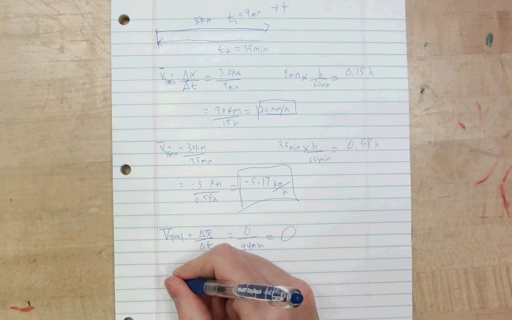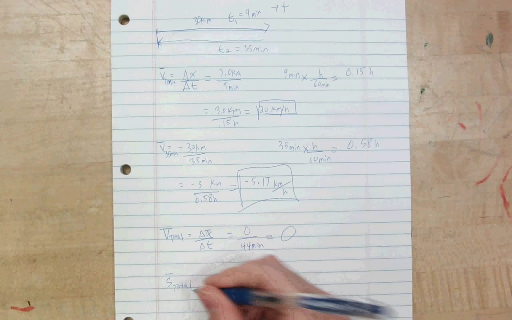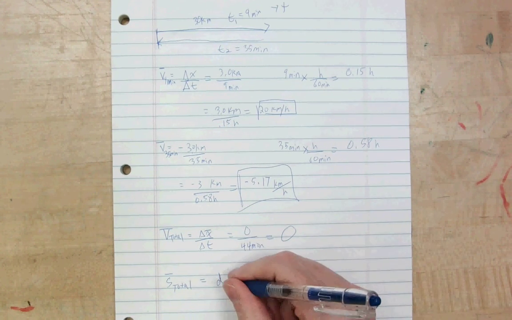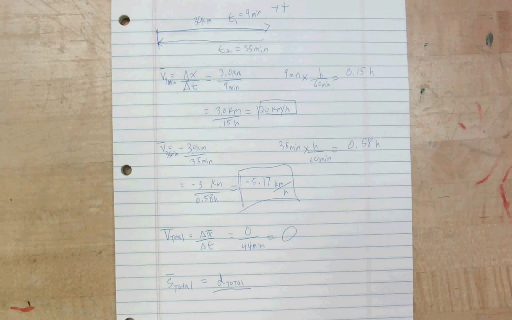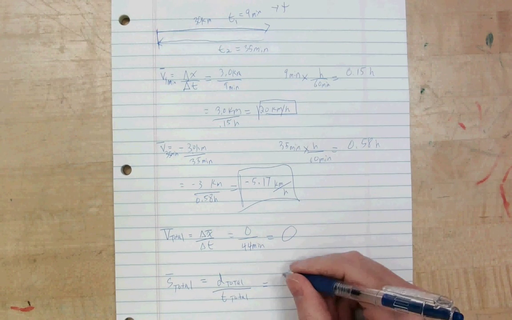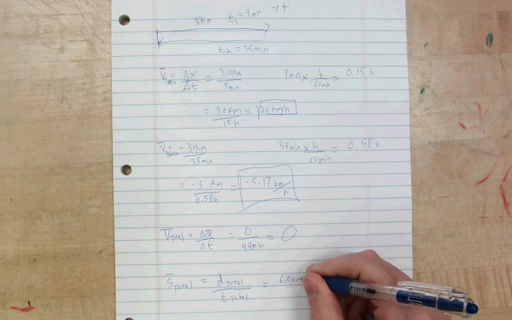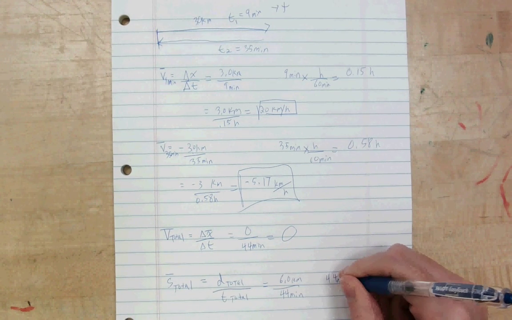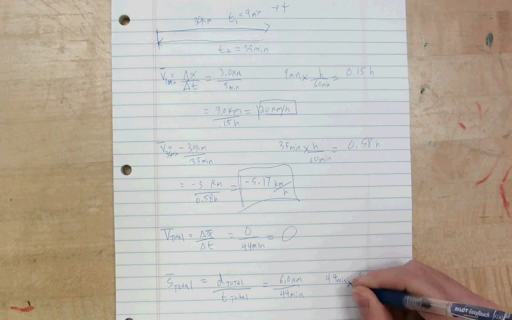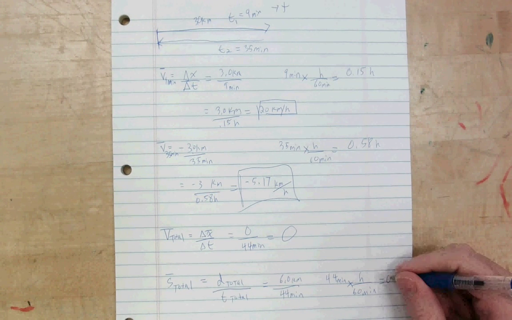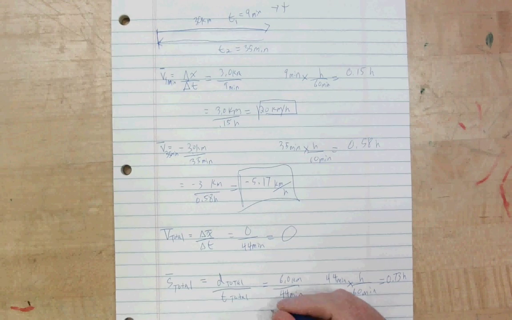But if I wanted to ask what's the average speed for the whole trip, well, that is my total distance covered divided by my total time, which would be 6 kilometers in 44 minutes. And that same problem again, let's change this to hours. 44 minutes divided by 60 minutes an hour. What do I get? 0.73 hours.